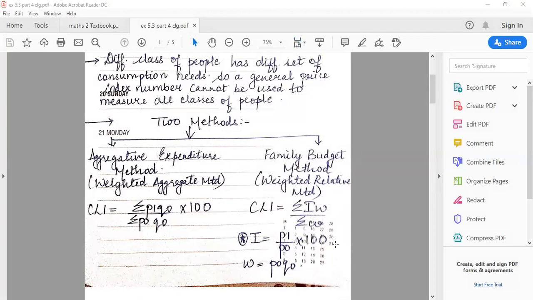So aggregative expenditure method is also called the weighted aggregate method, and family budget method is called the weighted relative method. So today we'll be studying only the aggregative expenditure method or weighted aggregative method part. So for the time being, just pay attention to the left hand side part, but simultaneously I will also explain to you what a family budget method is, but the sums we'll be doing in the next lecture. So what is the weighted aggregate method?